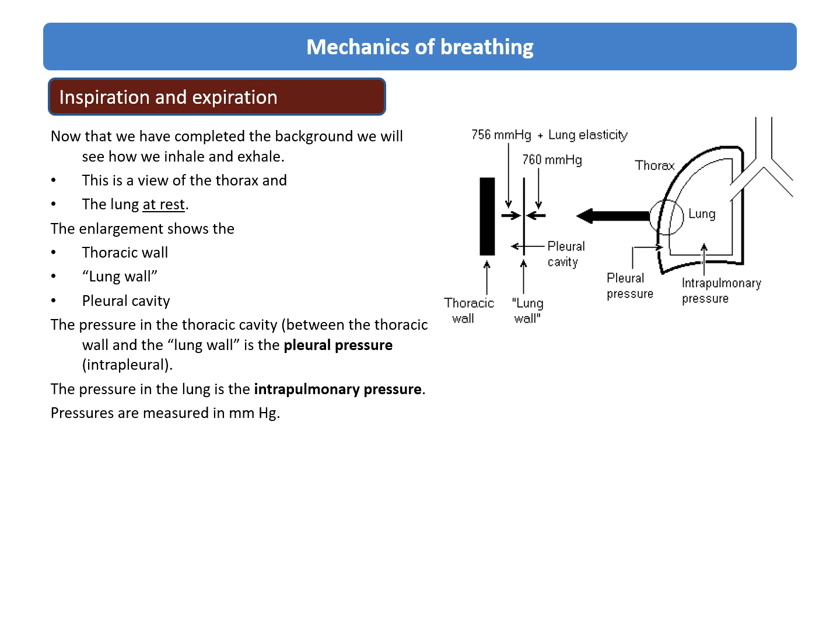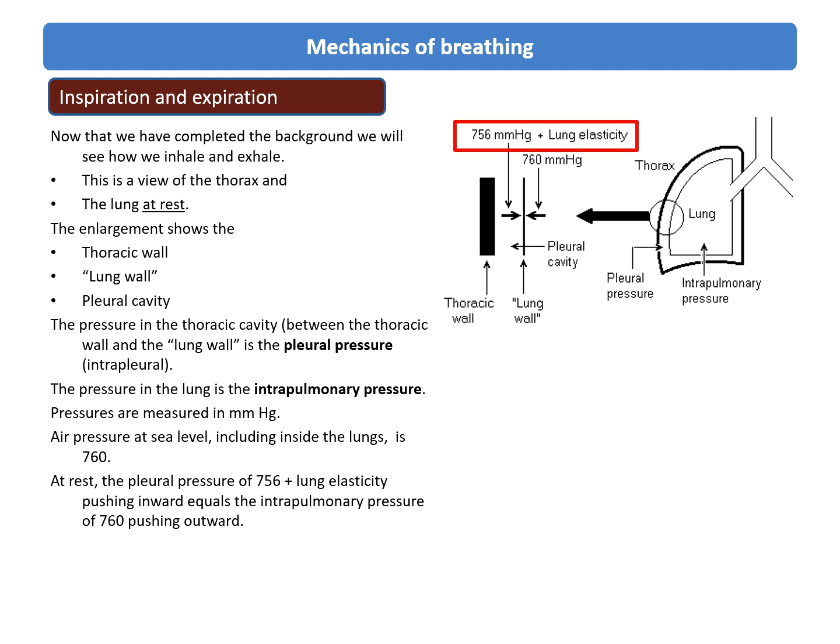Pressures are measured in millimeters of mercury. Air pressure at sea level, this includes inside the lungs, is 760 millimeters of mercury. At rest, the pleural pressure is 756, but there's lung elasticity to consider. Both of those push inward and equal the intrapulmonary pressure of 760, pushing outward. So 756 plus lung elasticity equals 760.